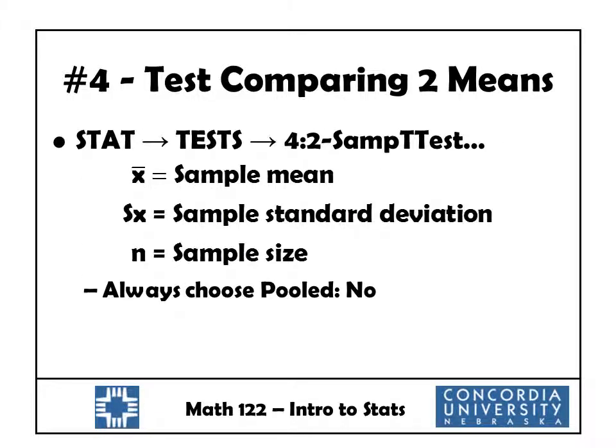Number 4 is similar, except we're comparing 2 population means, and there the command is option 4, the 2 sample t-test, and that'll ask you for x bar 1 and 2, Sx 1 and 2, and N1 and 2. Those are our sample means, sample standard deviations, and sample sizes. And then you always choose that option pooled no.